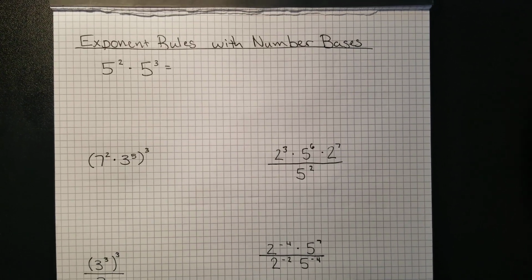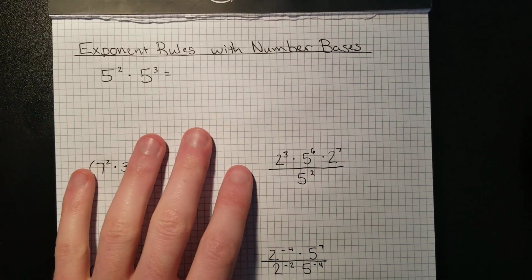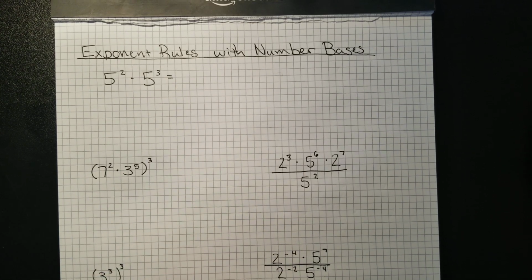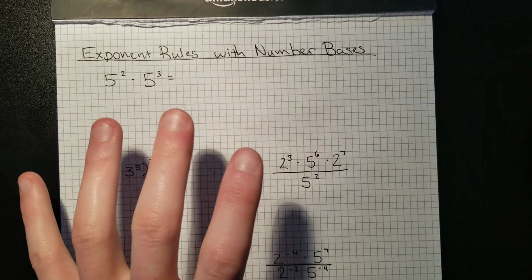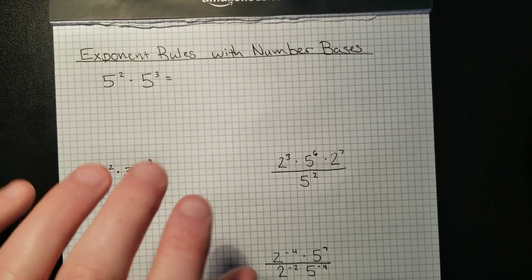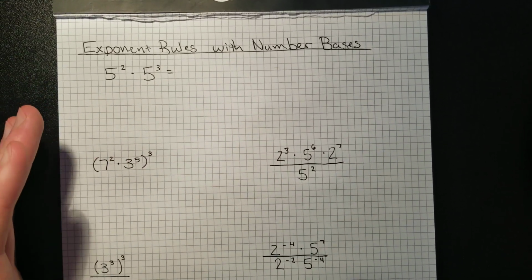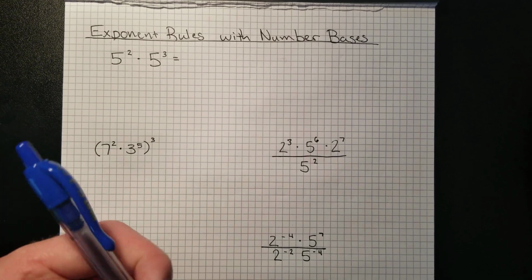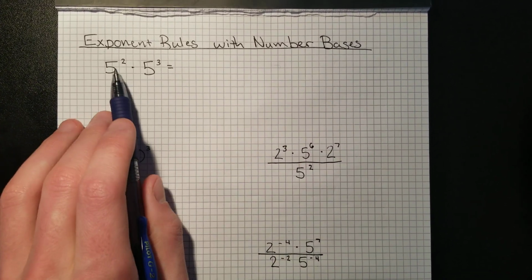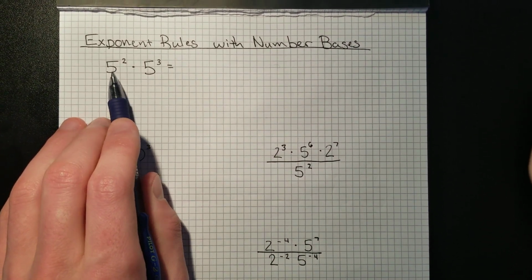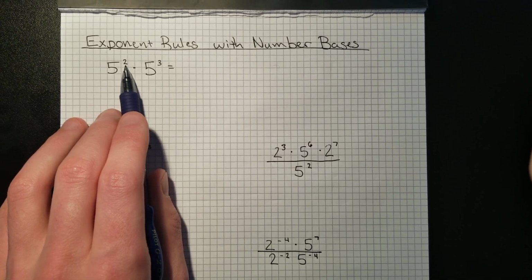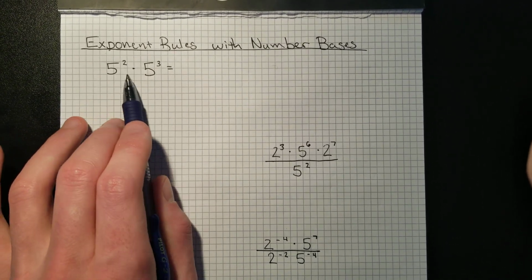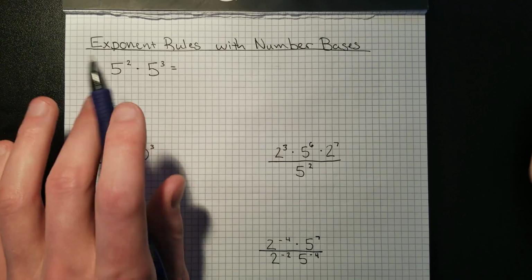Hey guys, today we're going to be working with exponent rules again, and we're just going to be changing things up a little bit. So instead of working with bases that are all just letters or variables, today we're going to switch that up so that our bases are going to be numbers. Remember, in an exponent, the base refers to the thing being raised to the power. So in this case, this is a base 5, those are both base 5s, and that's just a squared.